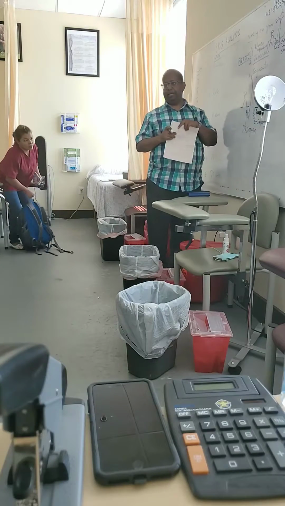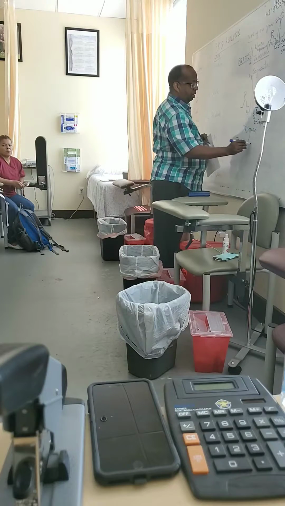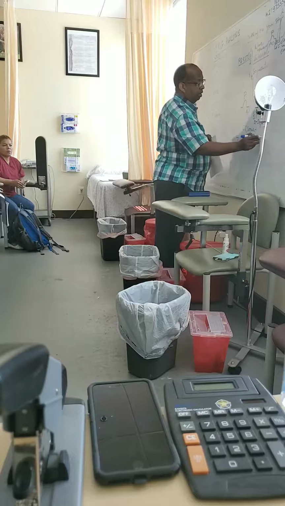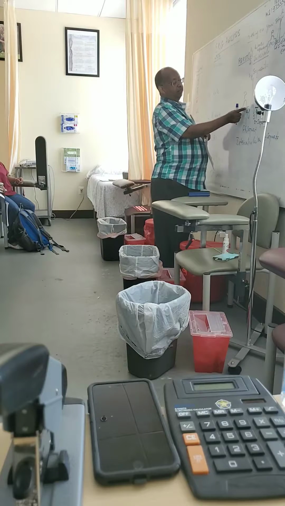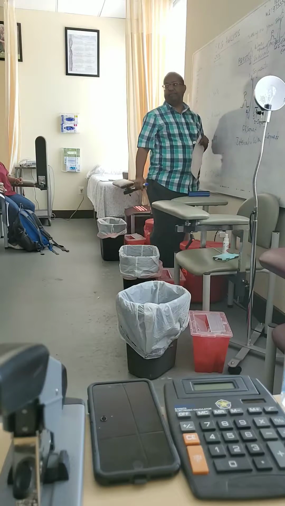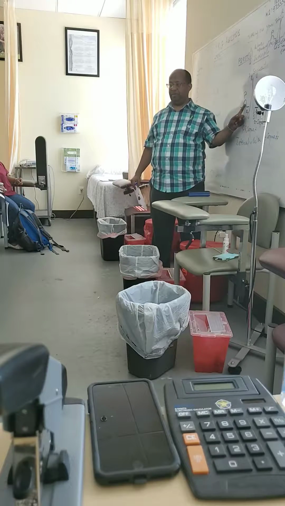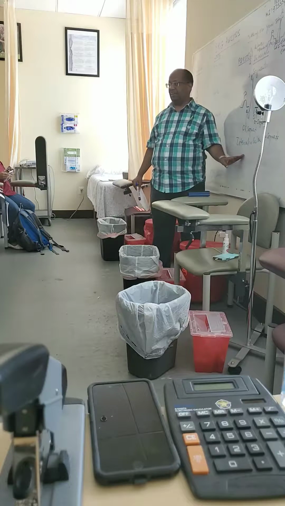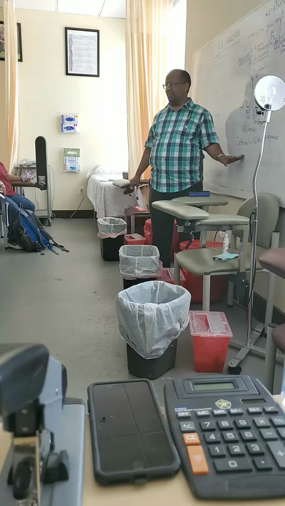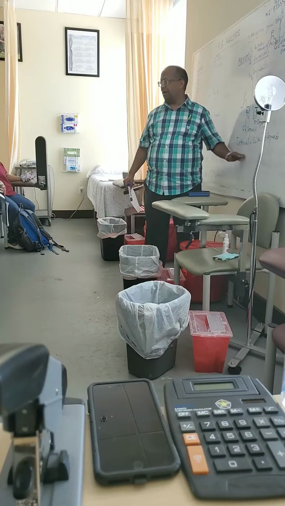Now intervals means the waves plus segments. You see, you have the wave here, and the segment, together, is called an interval. So you have here the P wave, and the PR segment. The P wave and the PR segment together is called the PR interval. Waves and segments make intervals.